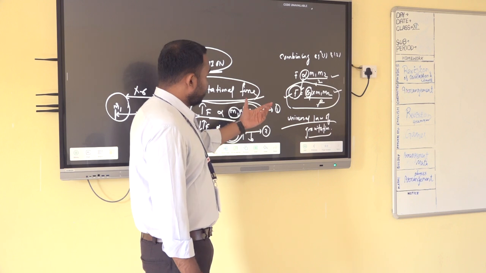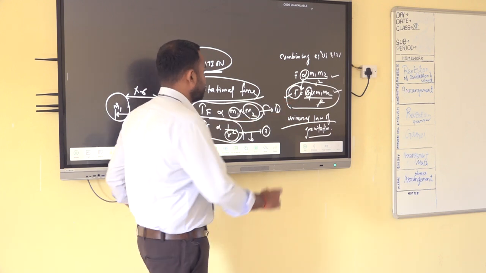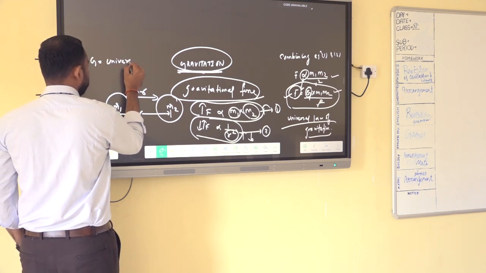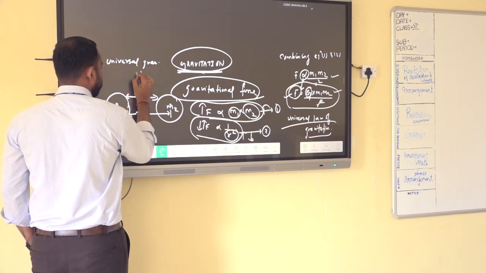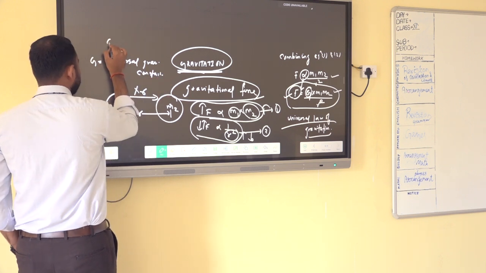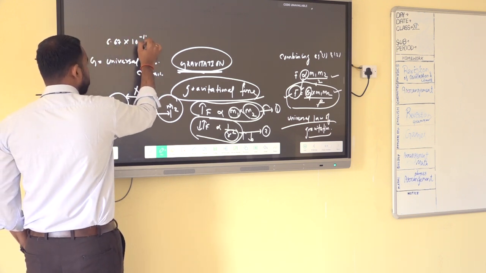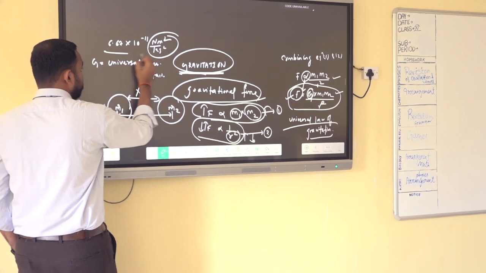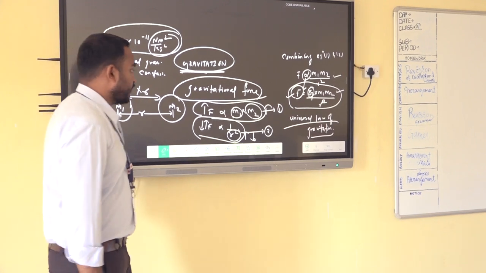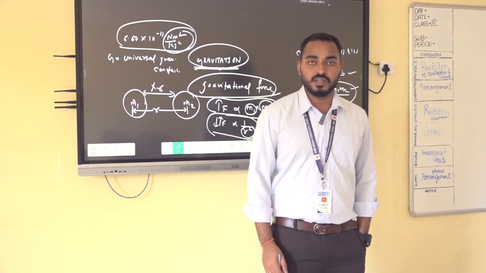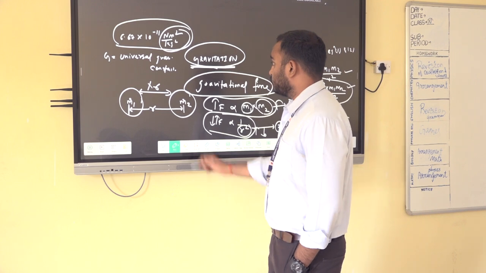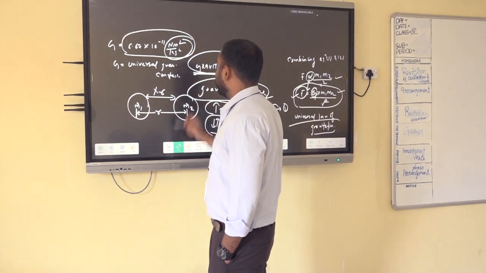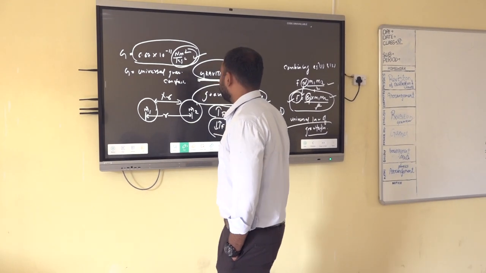Similarly, this G is known as the universal gravitational constant, whose value is 6.67 into 10 to the power minus 11 Newton meter square per kg square. Now, if you ask where we got this value from, we get the value using the Cavendish experiment. We will discuss it in later classes. So the value of G is found to be 6.67 into 10 to the power minus 11 Newton meter square per kg square.